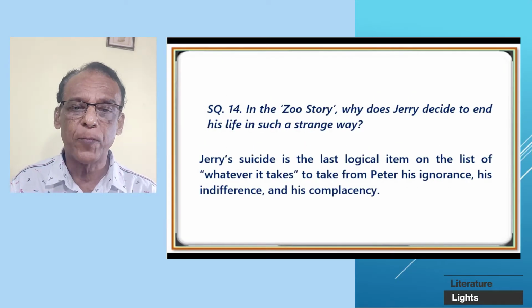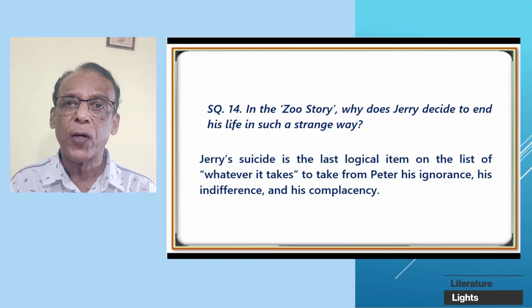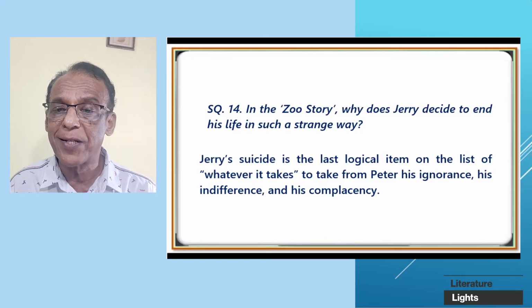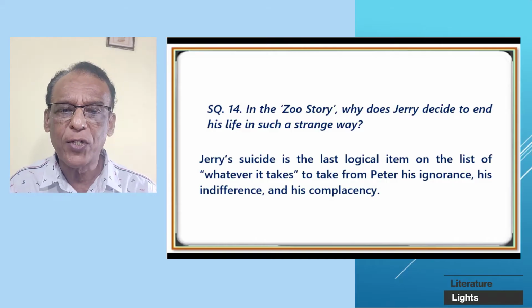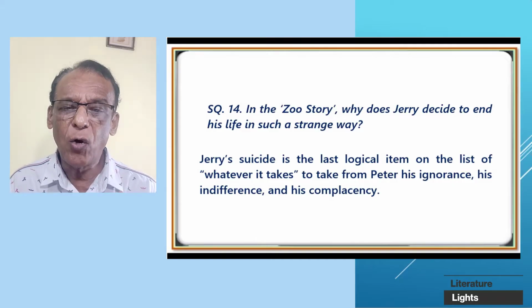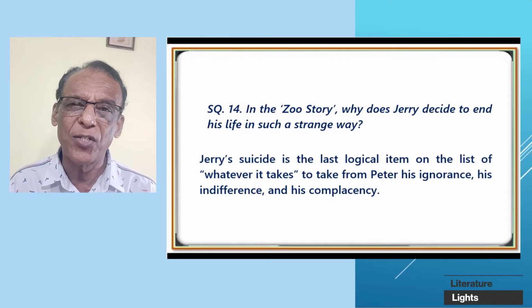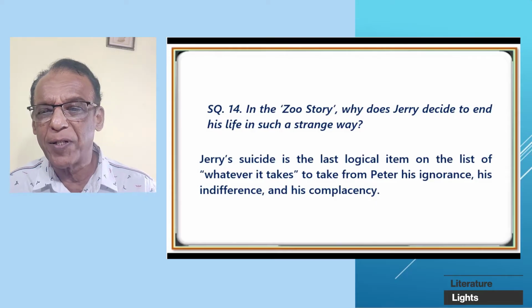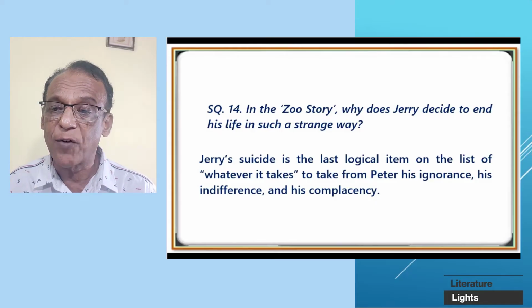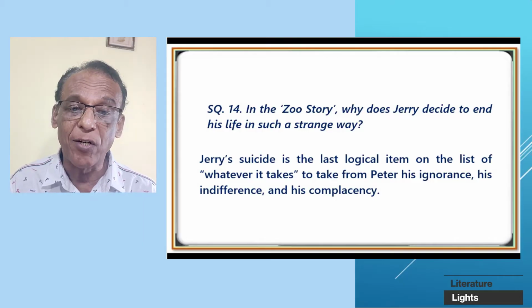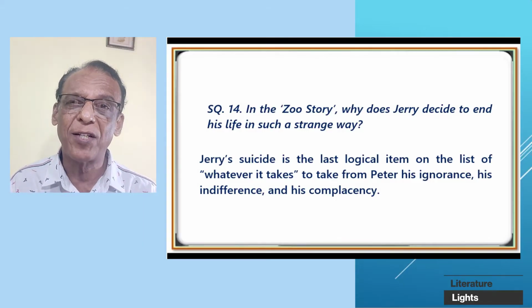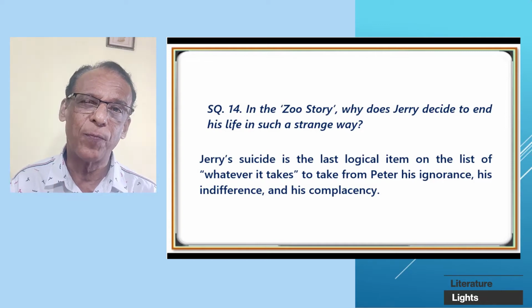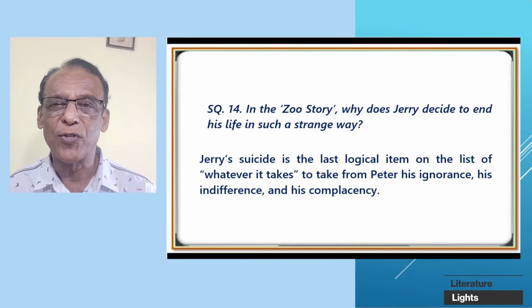Question number 14. In The Zoo Story, why does Jerry decide to end his life in such a strange way? Jerry's suicide is the last logical item on the list of whatever it takes to take from Peter his ignorance, his indifference, and his complacency. The last thing that he can do in this world is his suicide.